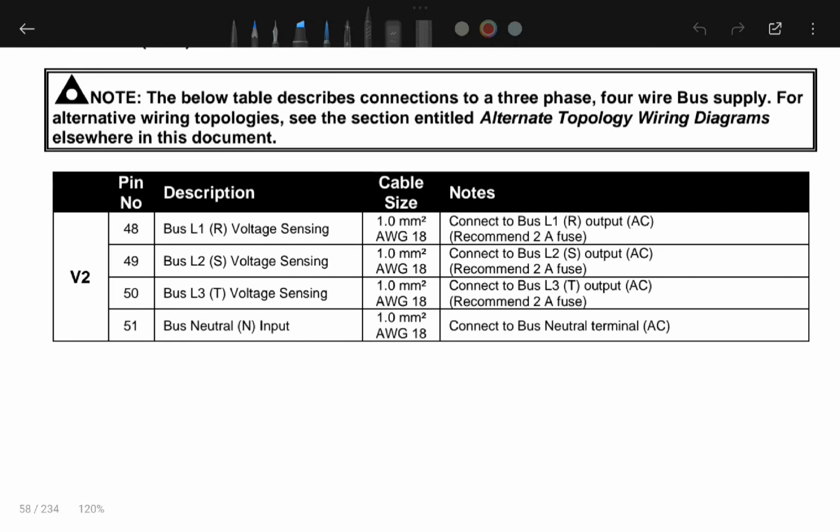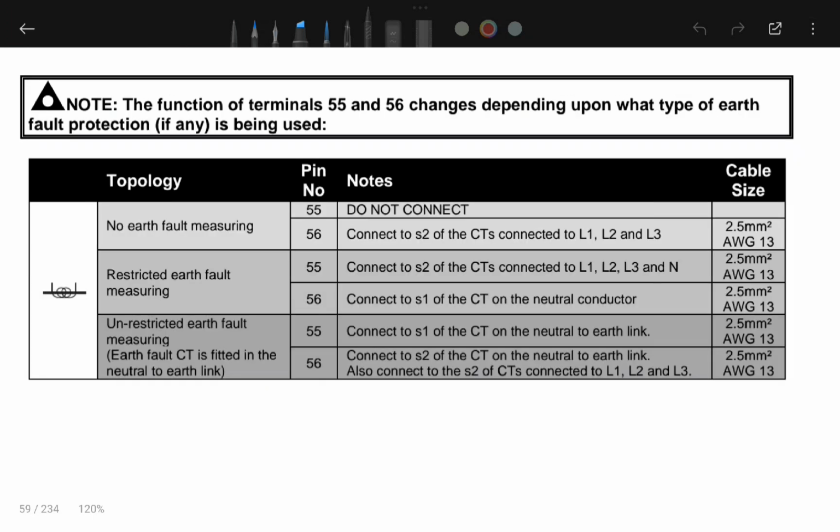Next is our V2, which is what we call the bus sensing, which is very useful when you are in the paralleling connections. This one is used for monitoring your bus voltage, either a dead bus or a live bus, which is very important for paralleling functions.